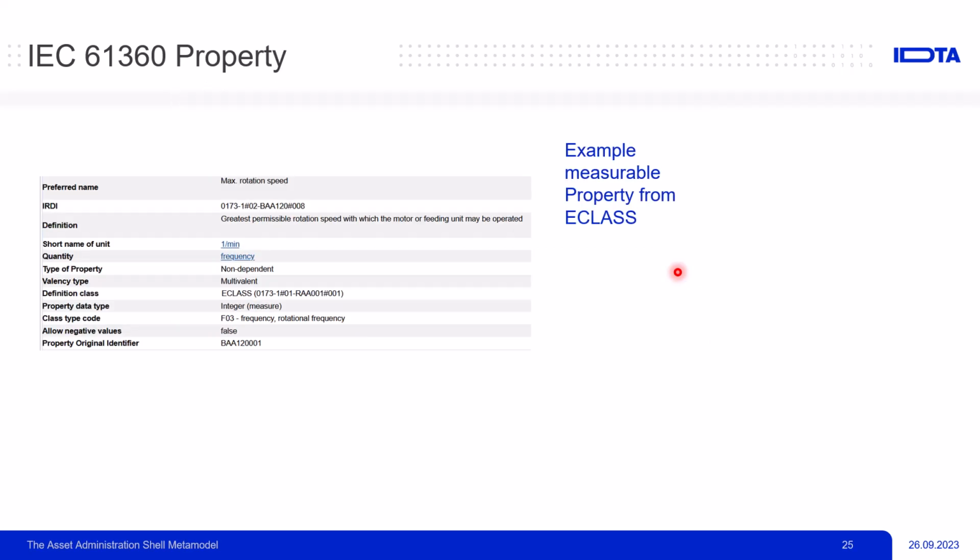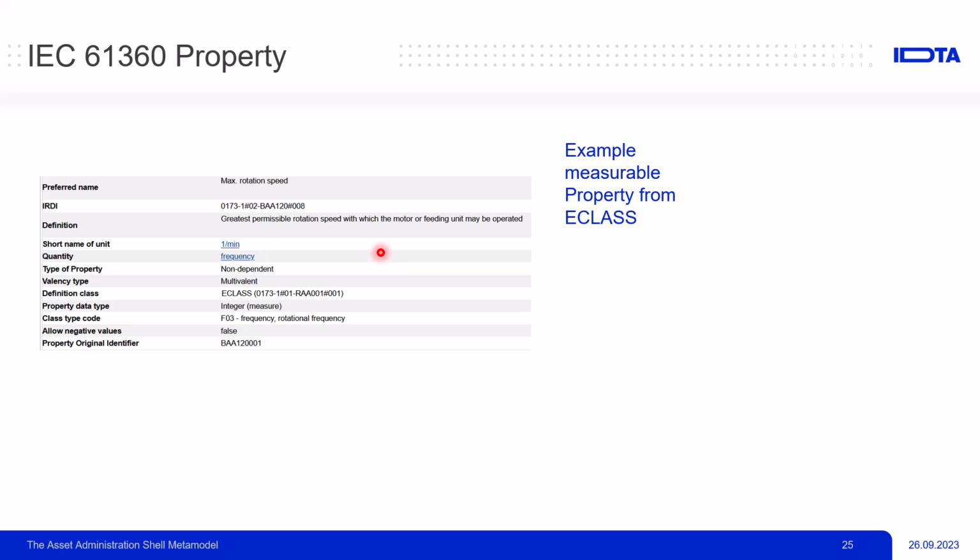So what we are now modeling is first the property. This is a simple property. It's a measurable property, so there are also properties that are not measurable. You see that it's measurable because it has a data type, here integer measure. The measure means it must have a unit, and this is the unit here, rotation per minute. You see it's blue, so in reality it's a link, and if you click on the link, the unit will also have a unique identifier, so that it's really clear which unit we are talking about. This is also very important.